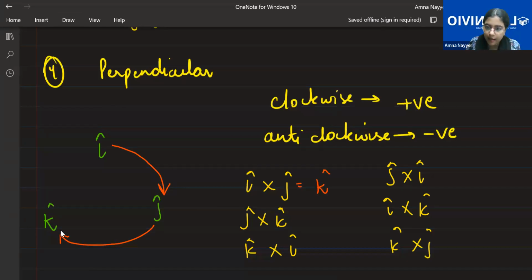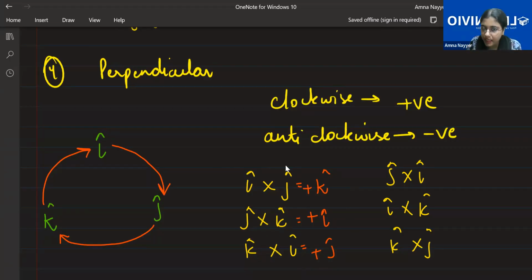If I go j cap, just move clockwise. j cap cross k cap will give me the third leftover quantity, i cap. k cap cross i cap will give me j cap. Whichever is the left one, now write it. Now for the sign, if it is clockwise, are we moving clockwise? Yeah, we moved clockwise. So it will be positive. Means i cross j gives you plus k cap, j cap cross k cap gives you plus i cap, k cap cross i cap gives you plus j cap.